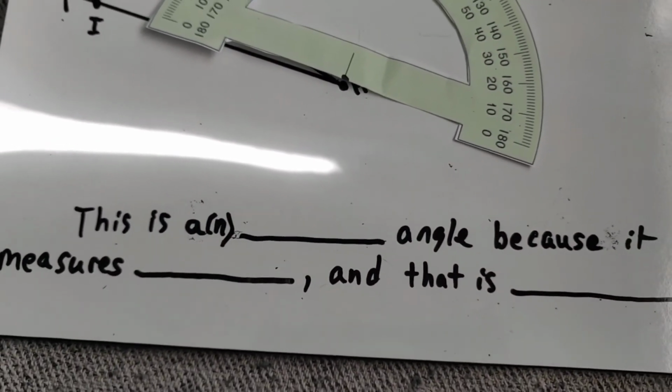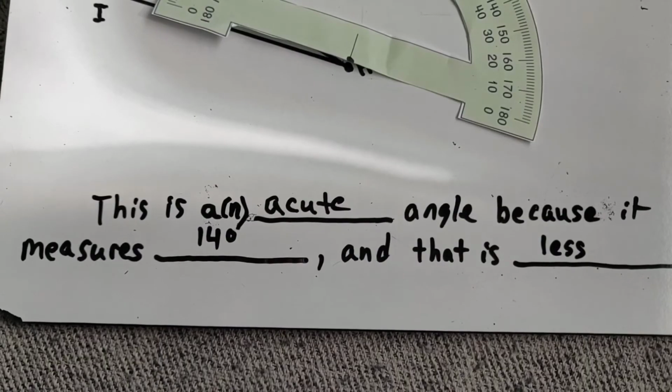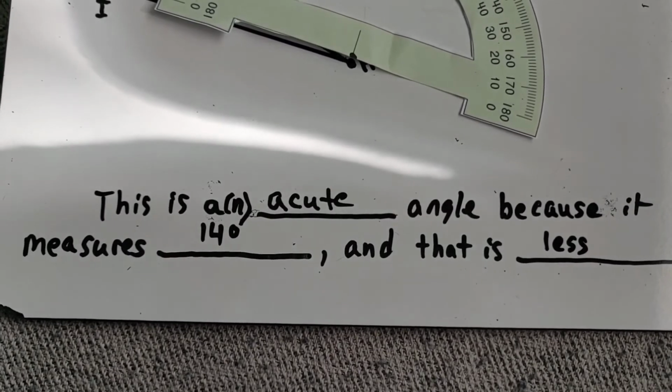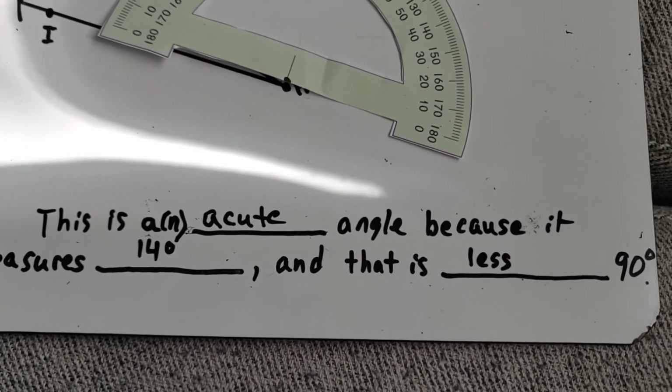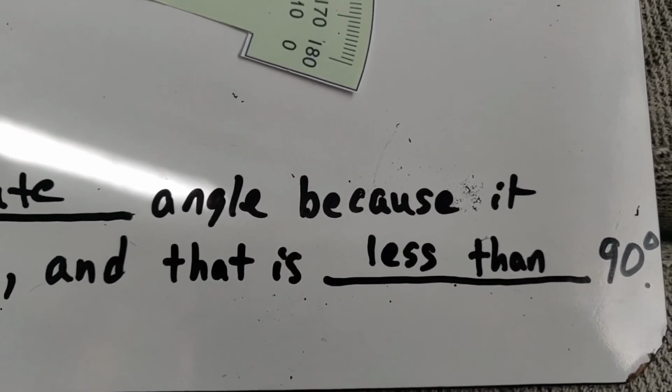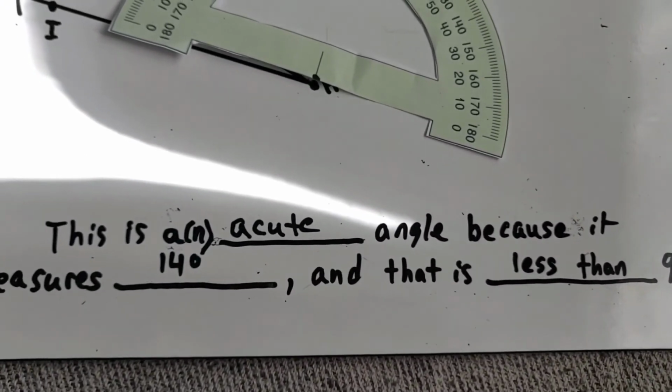And the way we would fill this in is like this. This is an acute angle because it measures 14 degrees, and that is less than 90 degrees. I forgot the word then. So now it says, and that is less than 90 degrees. So this is an acute angle.